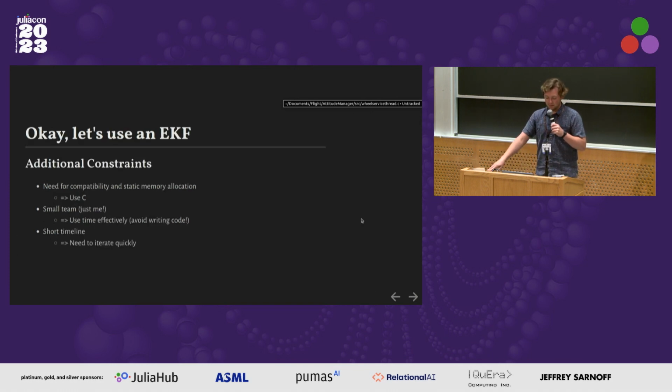So for the situation I was in, I decided this is going to work, and put this on a satellite. The other constraints I had in this project were the need for compatibility with C programs. That's what we run. Can't be allocating memory, so C is pretty good for that. At the time, I was the only one working on the project, so I had to use my time effectively and didn't want to be writing out huge matrix products in C. That'd be a lot of time. Also, odds are I wouldn't get it right the first time, so I wanted to be able to iterate quickly on different kinds of models that I might encounter.